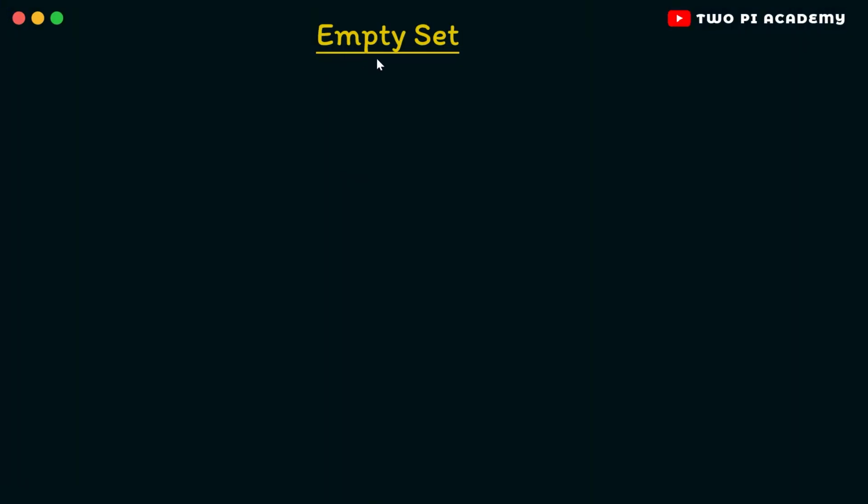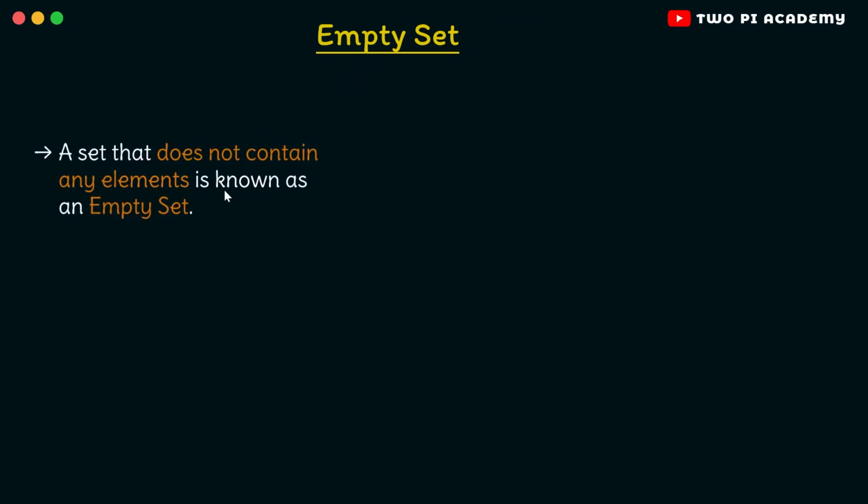So what does the word empty mean? Empty means that there are no elements in something, right? If a box does not have anything, then it is said to be empty. In a similar way, a set that does not contain any elements is known as an empty set. So if a set does not have any elements, it is an empty set.